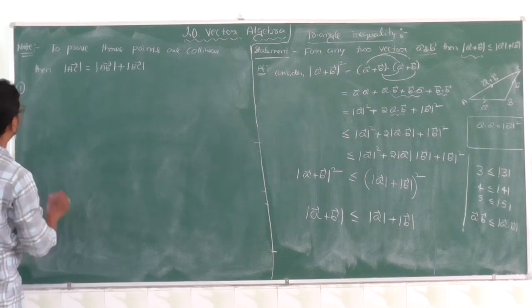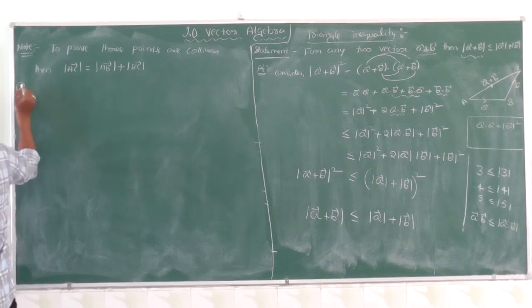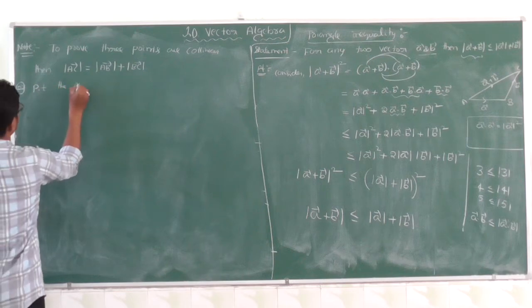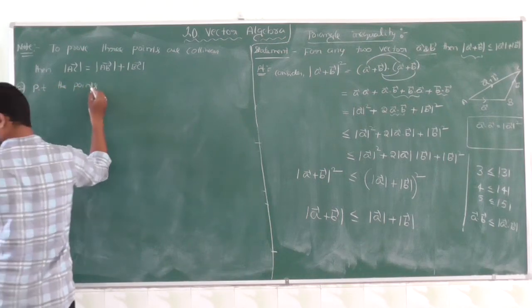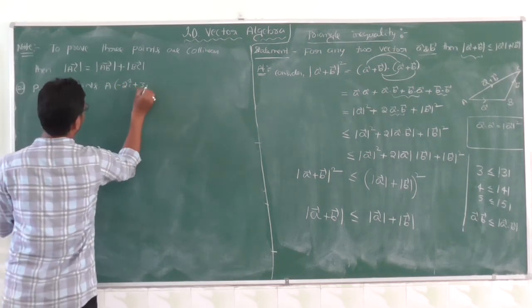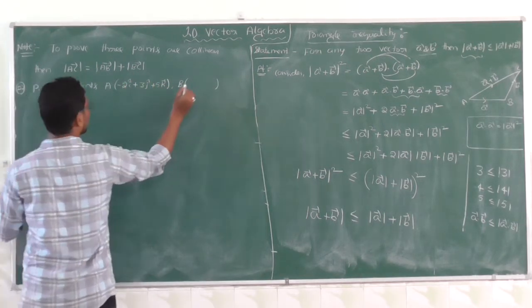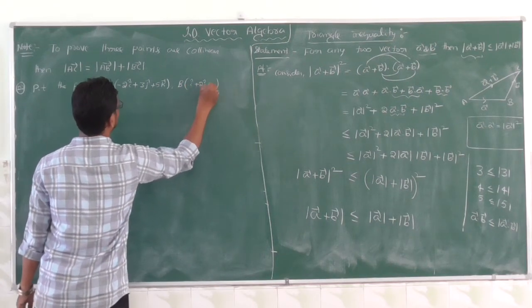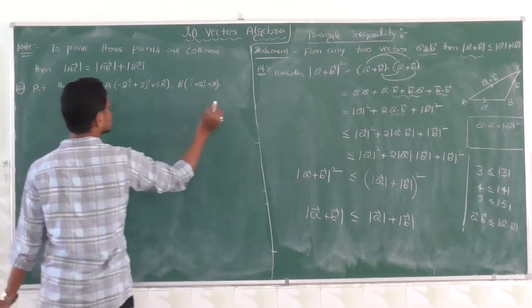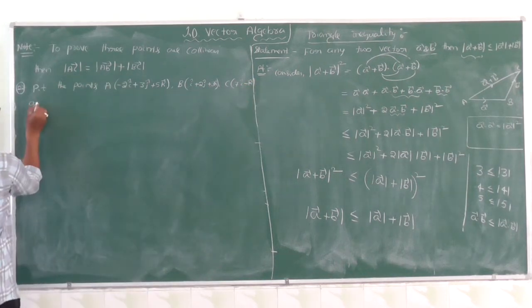So, the question number is 22. Prove that the points A: -2i plus 3j plus 5k, B: i cap plus 2j plus 3k, and C: 7i cap minus k are collinear.